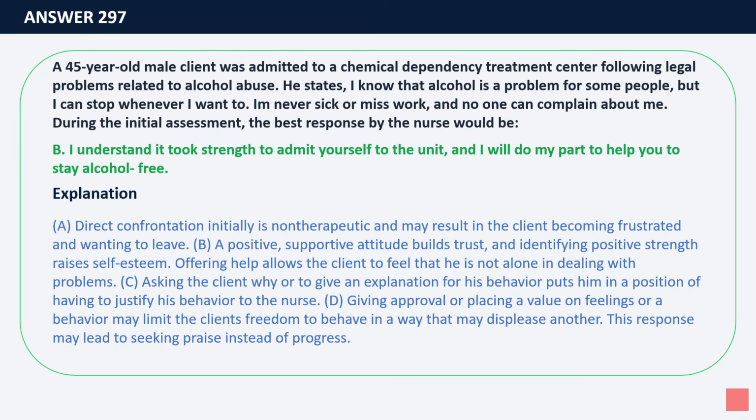C. Asking the client why or to give an explanation for his behavior puts him in a position of having to justify his behavior to the nurse. D. Giving approval or placing a value on feelings or behavior may limit the client's freedom to behave in a way that may displease another. This response may lead to seeking praise instead of progress.